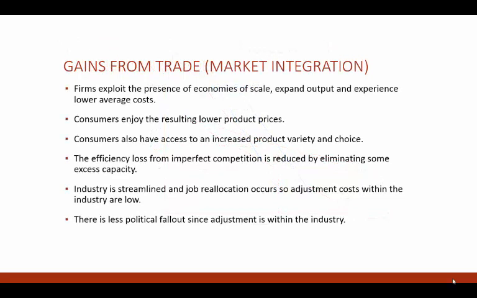I now summarize the results of this analysis. Through trade, firms are able to exploit the presence of economies of scale by expanding their output. Consumers in both countries enjoy access to variety and lower prices on these products. The industry at the global level is streamlined and job reallocation occurs so that adjustment costs are much lower. The efficiency loss from having imperfect competition in the first place is mitigated as output by each firm increases, thus reducing some of the pre-existing deadweight loss.